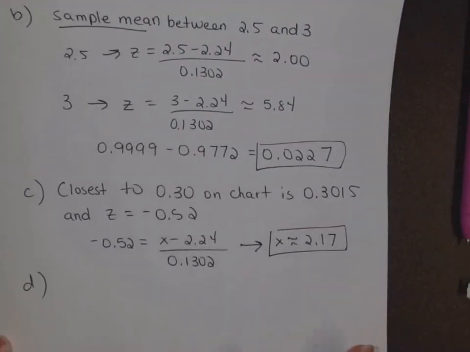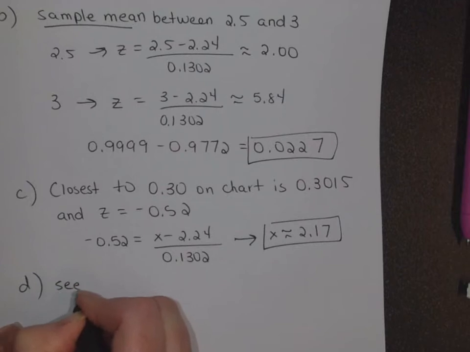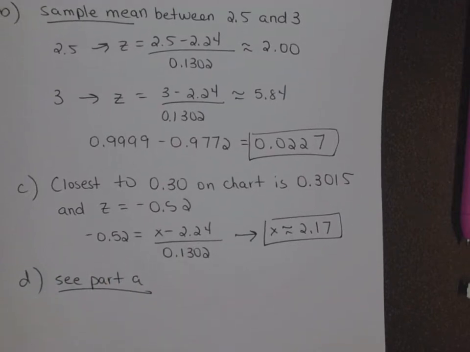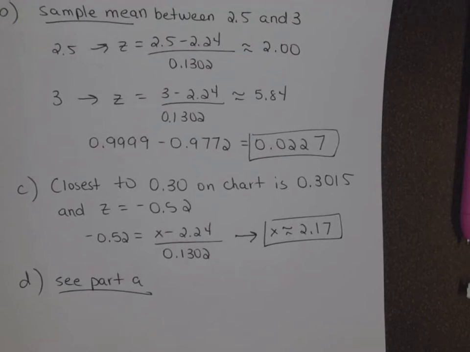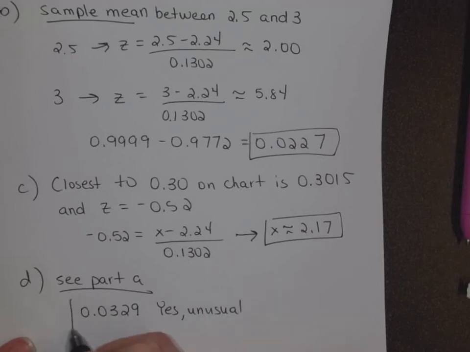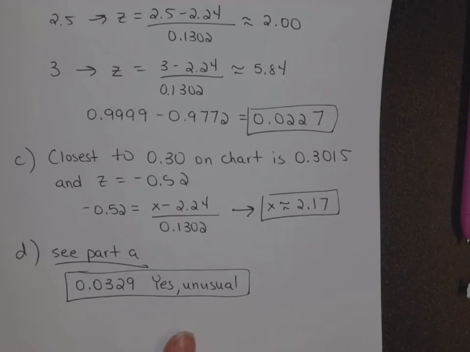Okay, part D says, would it be unusual for the sample mean to be less than 2? If you pay attention, you already did part of the work in part A. Now part A asked for more than 2, but we can use the same z-score. We just don't have to do the 1 minus thing. So you could do it all again, or you could pay attention to part A, but the probability of it being less than 2 was 0.0329, okay? So yes, it's unusual. So be looking for problems where you don't have to figure it all out again, okay? So I just used my information from part A.